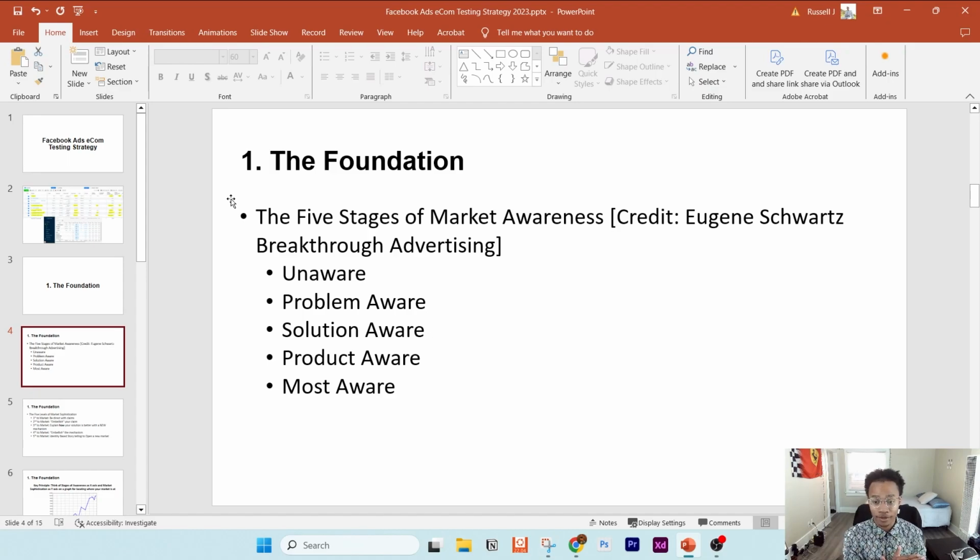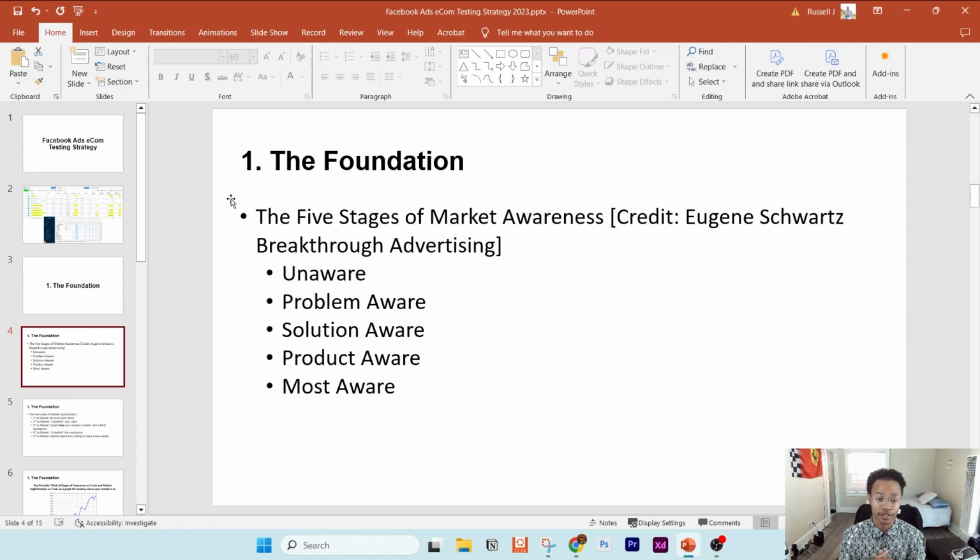Product aware is, they're aware of the different products in the marketplace, right? So, for example, let's say Tide and Bounty, for example. Those two are in the same general market, right? And then we have most aware, right? So most aware is, these are people that are completely warm. They know exactly who you are. They may have even bought from you before, right?